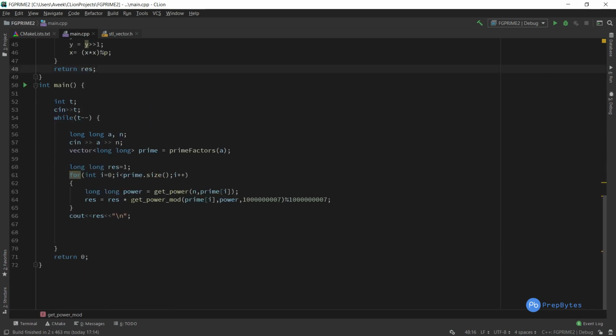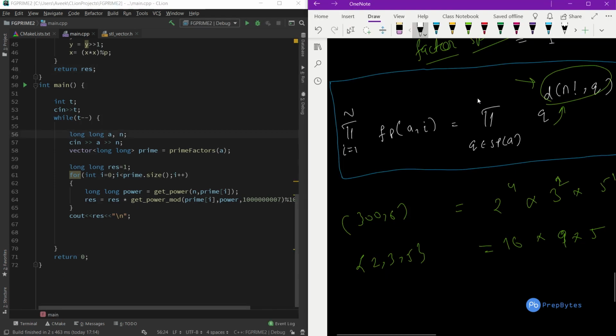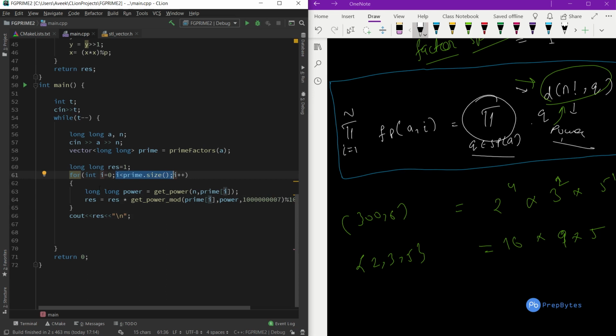So what we have done here is, first we calculated, using the getPower function, the power of q in n factorial. Now q is our prime factor, so after getting this value, which is represented by power in the code, we calculate q to the power of it mod 10 to the power of 9 plus 7, and we multiply this for all q's into our result. So in a loop, for all the prime factors, we calculate the power every time, then calculate q to the power of this value and multiply each and every time. So this will give me my f.